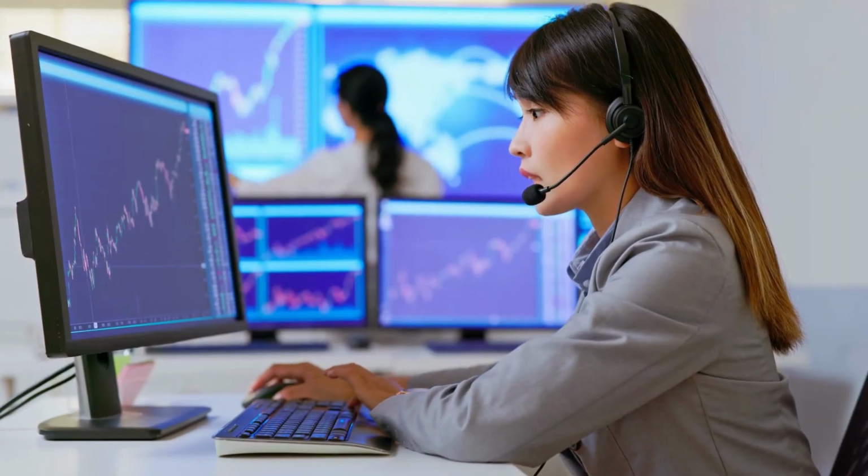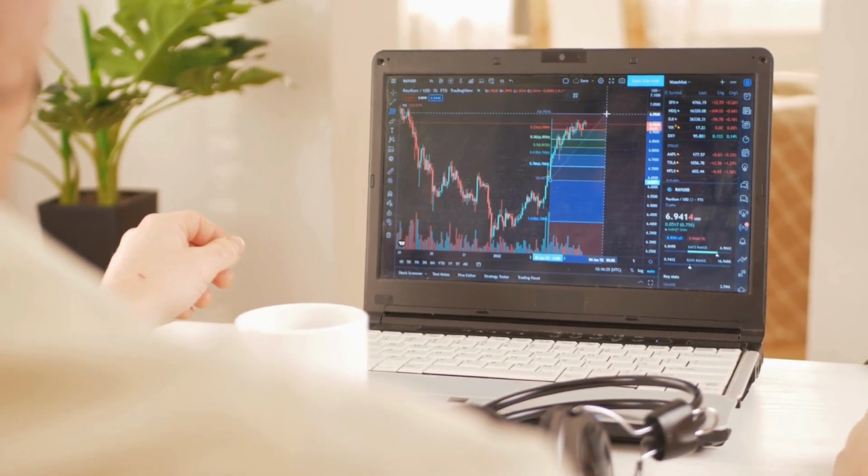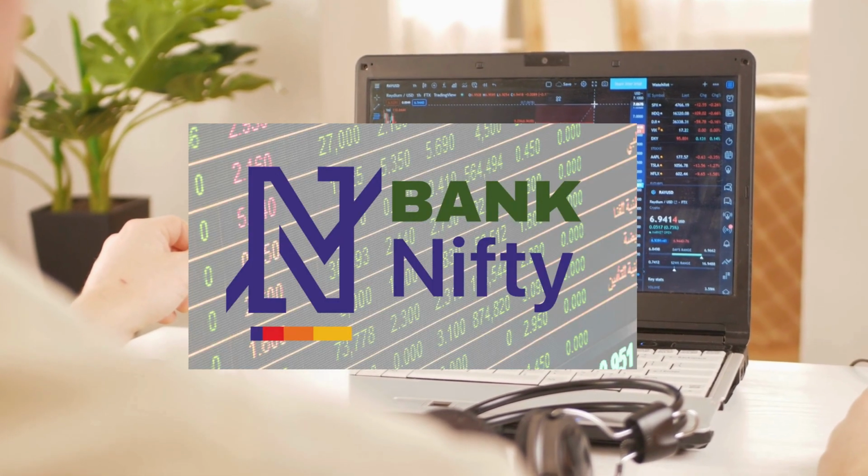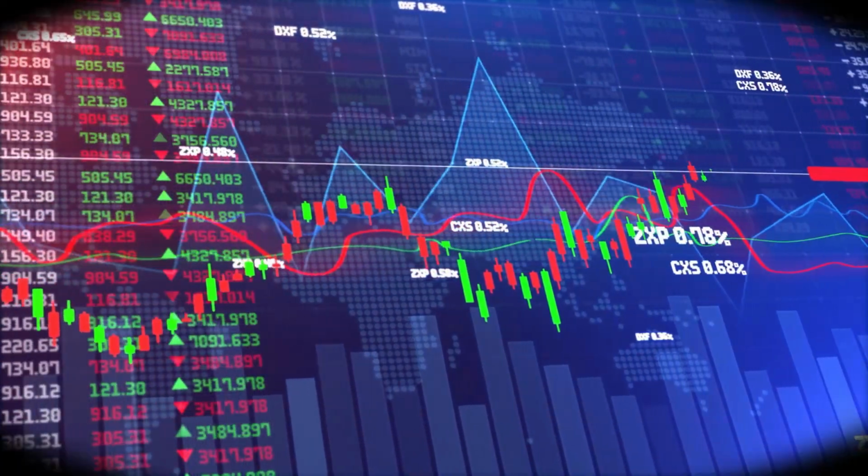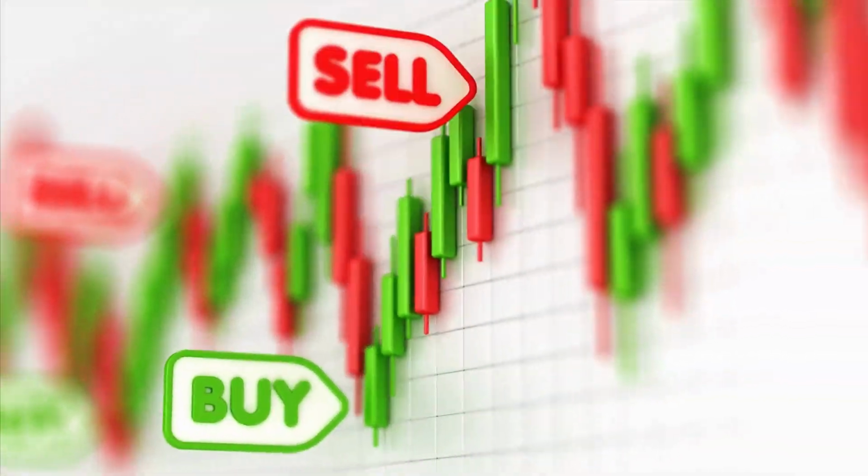Many traders don't know how to do scalping in intraday trading. First of all, I want to tell you that for intraday, always use the 1 minute or 3 minute time frame in the BankNifty chart. That will give fast movement and fast entry and exit in the scalping trade of BankNifty.